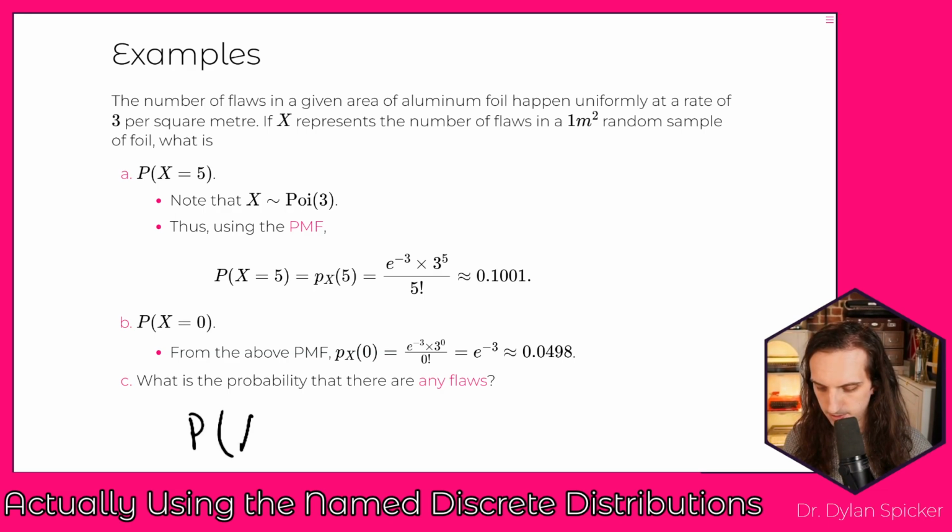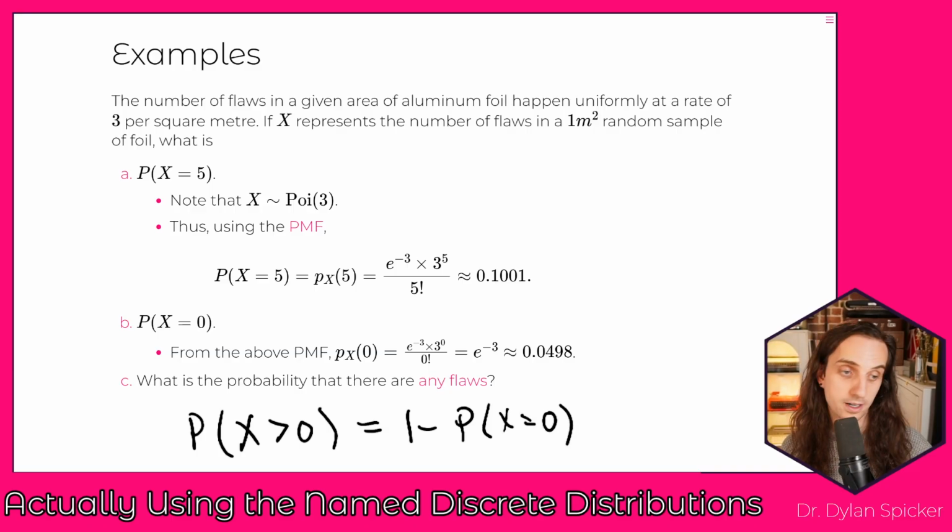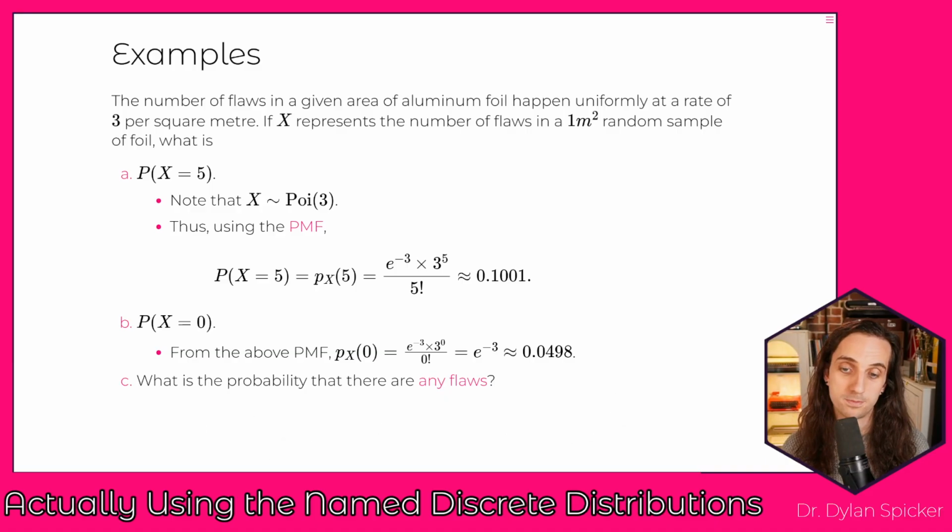We want to know, well, what's the probability that X is greater than 0? That's 1 minus the probability that X is exactly 0. And what we just found was that this is 1 minus e to the negative 3, right? We just found that the probability X was 0 is e to the negative 3. And so in other words, this is going to be about 95%, just over 95% based on the results from part B.